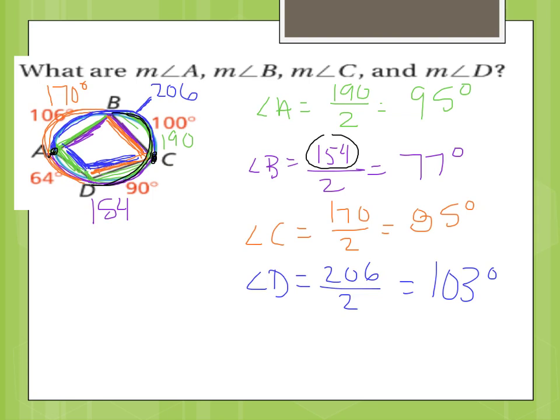Angle C is going to be in between D and B. So I have to make sure to add 106 plus 64. And that's where I get the 170. Divide that by 2 is 85. And the last angle, angle D, is in between A and C. So if I add up 106 plus 100, I get 206. Divide that by 2, 103.